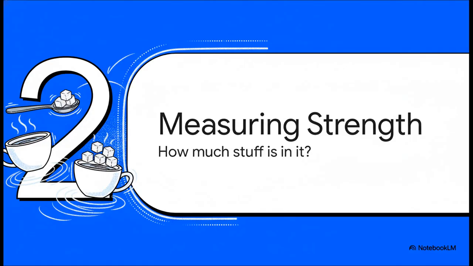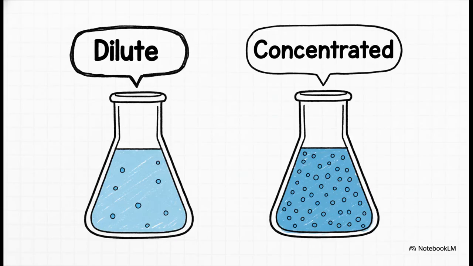But how do we talk about them? I mean, if you add 1 teaspoon of sugar to your coffee versus, say, 10 teaspoons, they're both solutions, but they are obviously worlds apart. And that brings us to how we measure a solution's strength. That difference is all about a little something called concentration. When there's just a little bit of solute, we call the solution dilute or weak. When there's a whole bunch of solute packed in there, we call it concentrated or strong. It's really just the ratio of the stuff you're dissolving to the stuff you're dissolving it in.